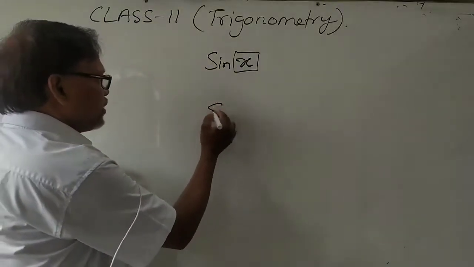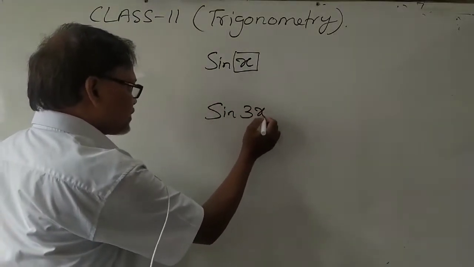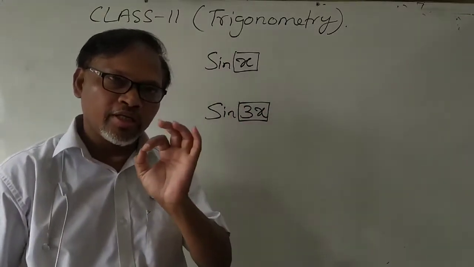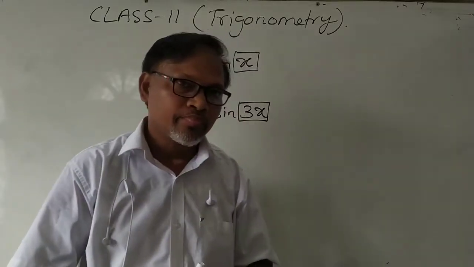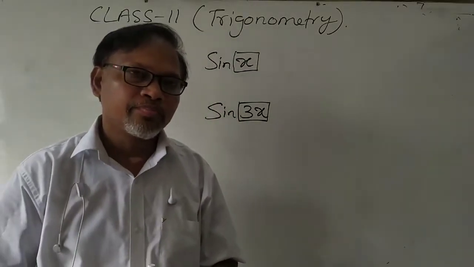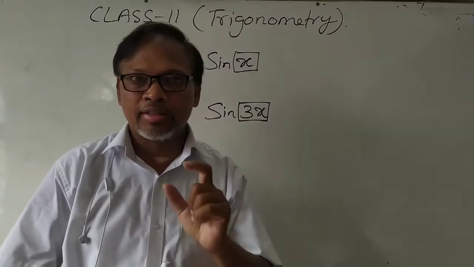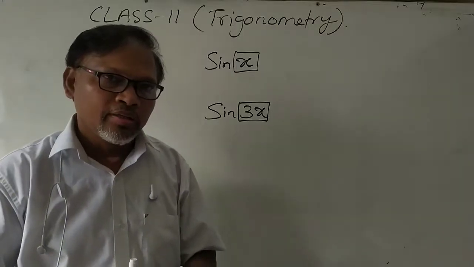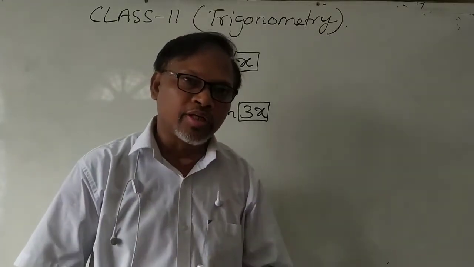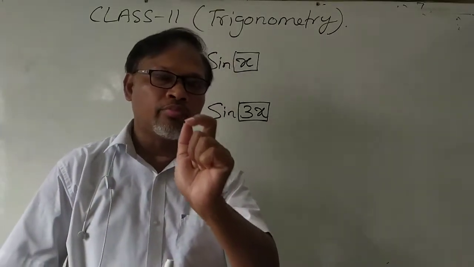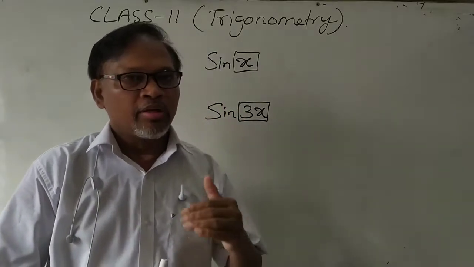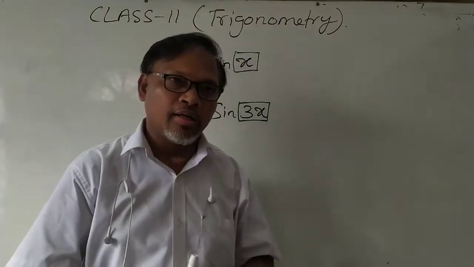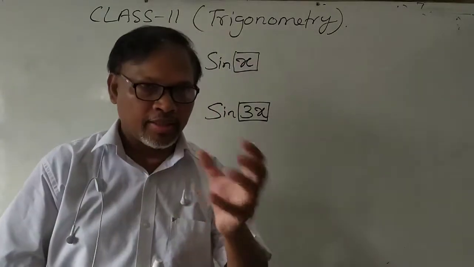For example, if you have sine 3x, then this is called domain. But 3 is a constant, x is a variable. So if x is a variable and 3 is constant, which can be changed? Only the variable. So in other words, x is the domain of the function, meaning you can put any value of x, you will get another value of sin x.